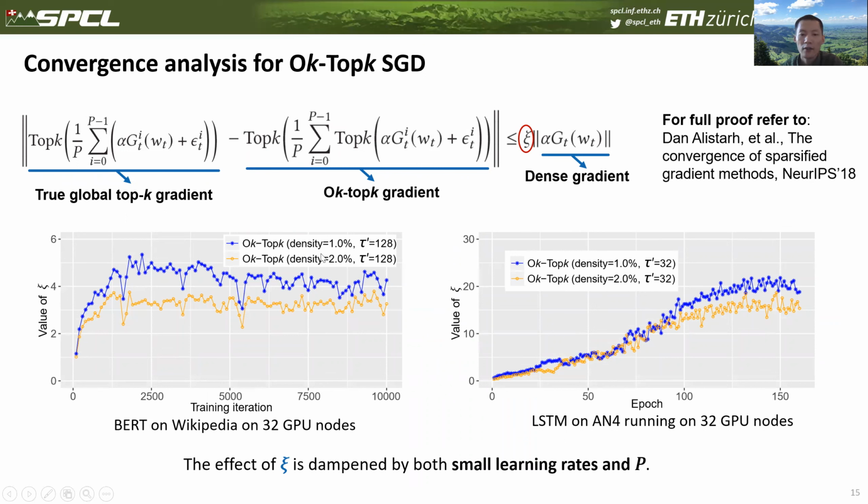We also point out that a large value of C may have a negative effect on the convergence rate of OK top K, but the effect is also dampened by both the small learning rate and the number of workers. So therefore, in the right-hand figure, for the training of the LSTM model, although the value of C is gradually increasing as the training goes on, it doesn't affect the model accuracy. This is because the learning rate is also decreasing as the training goes on.